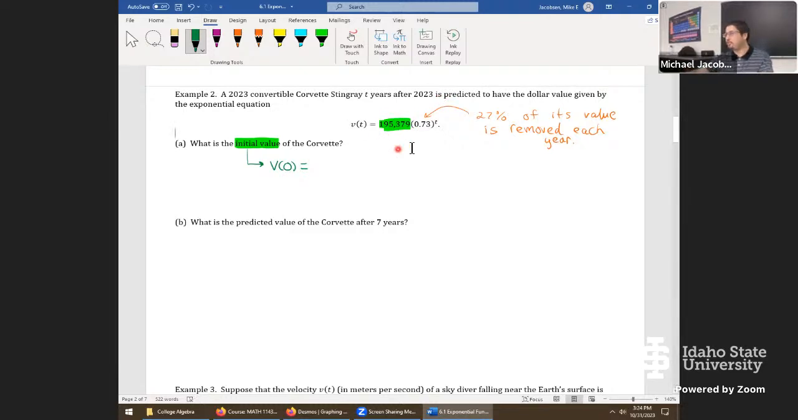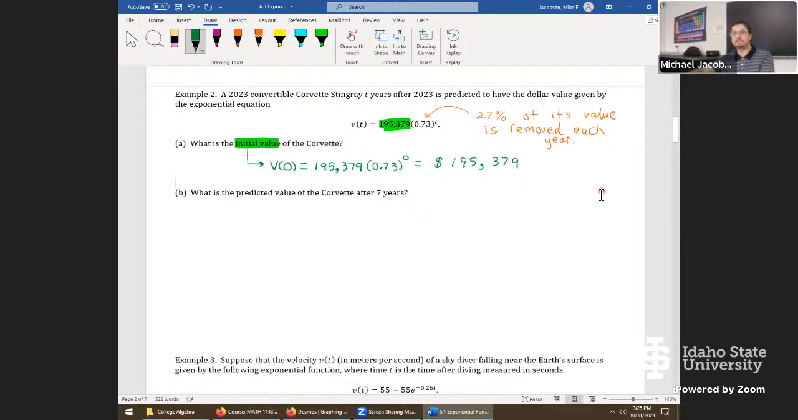But if we inputted 0 into the function, it would look like this. 195,379 times 0.73 to the power 0. Because we're raising this quantity to power 0, that turns into a literal 1. And the whole thing that remains is the $195,379. So that's the initial value of this Corvette Stingray. Again, I'm not sure if that's a realistic value, but I think that's the better Corvette, so possibly.